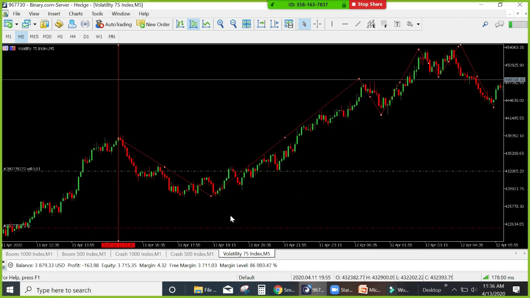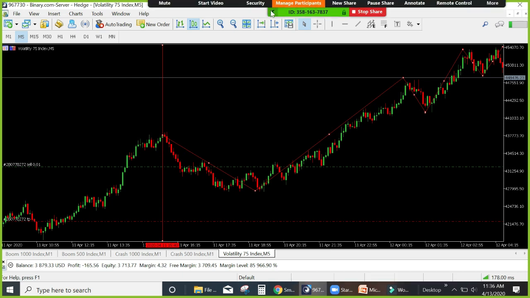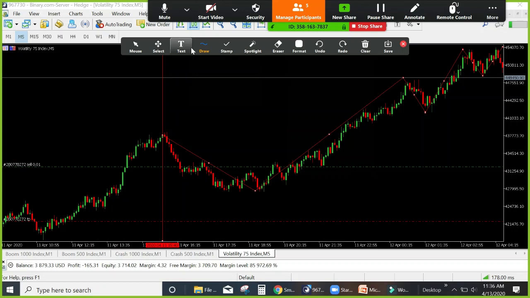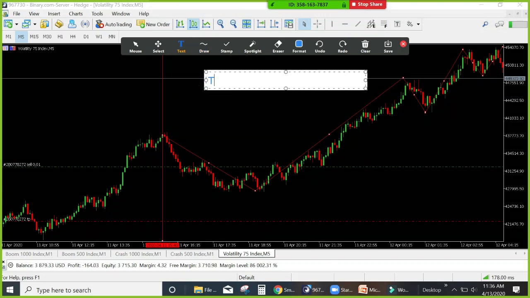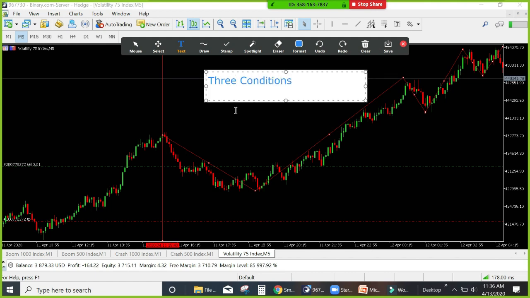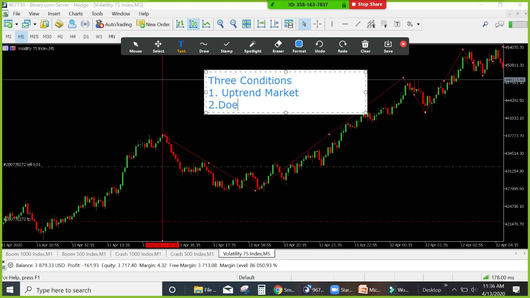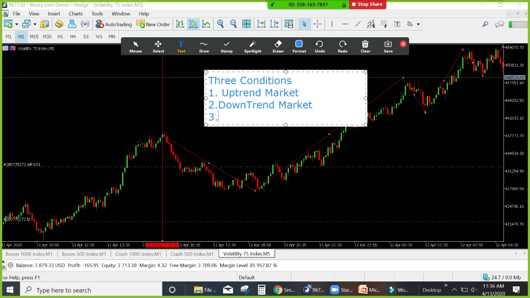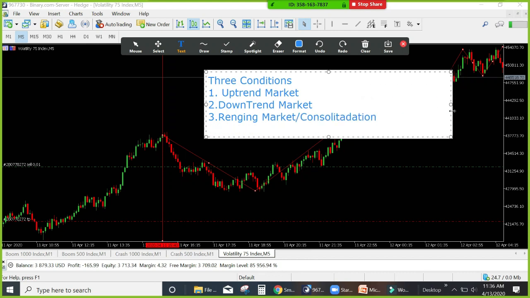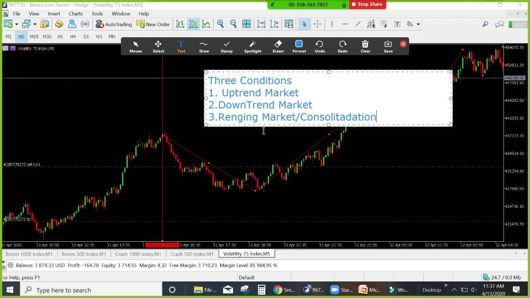The market will have three conditions: one, uptrend market; two, downtrend market; and three, ranging market or consolidation. So the market can be in those states: uptrend, downtrend, and ranging.